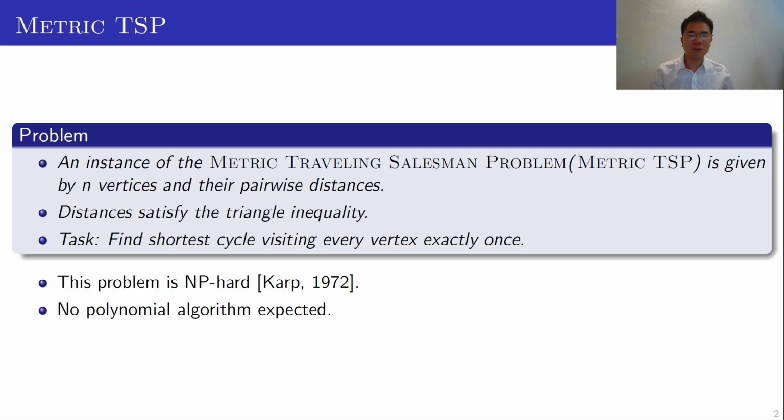Let's start with the definition. An instance of the metric traveling salesman problem, short metric TSP, is given by n vertices and their pairwise distances. The distances satisfy the triangle inequality. The task is to find the shortest cycle visiting every vertex exactly once. This problem is NP-hard, so no polynomial algorithm is expected.